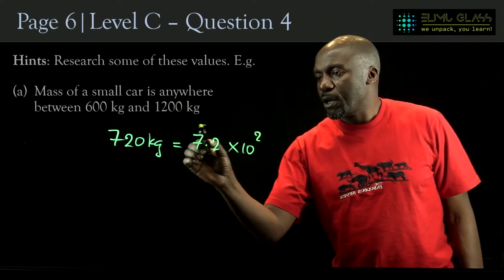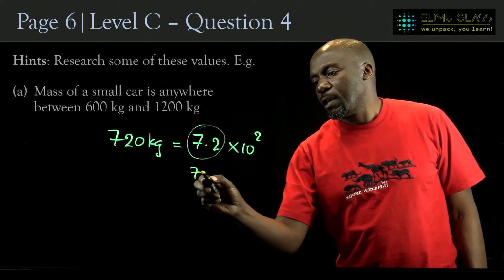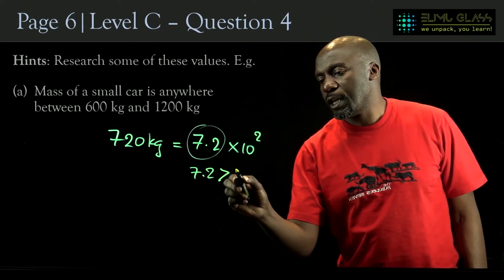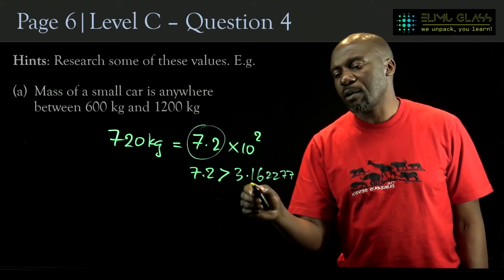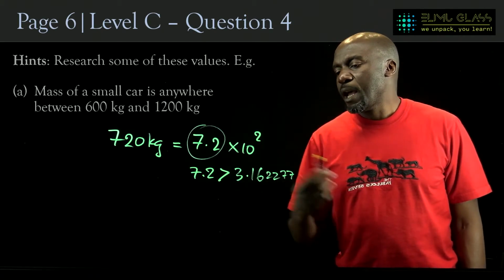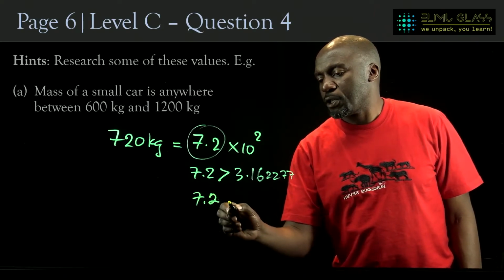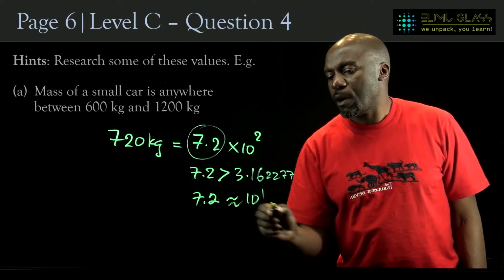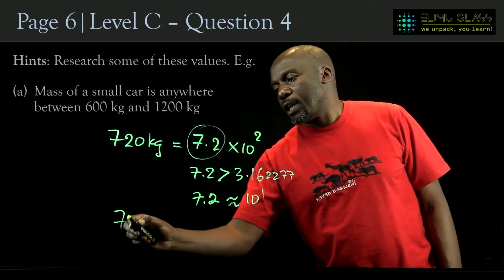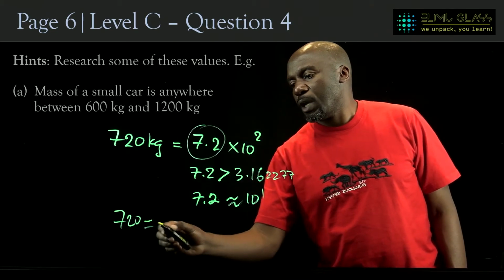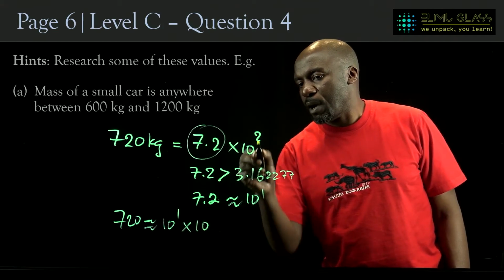And now 7.2 is clearly greater than 3.162277. You don't need to remember all of it. 3.16 is good enough. And therefore, 7.2 is approximately 10 to the power of 1 in orders of magnitude. And so I can write 720 as being approximately equal to 10 to the power of 1 times 10 to the power of 2.